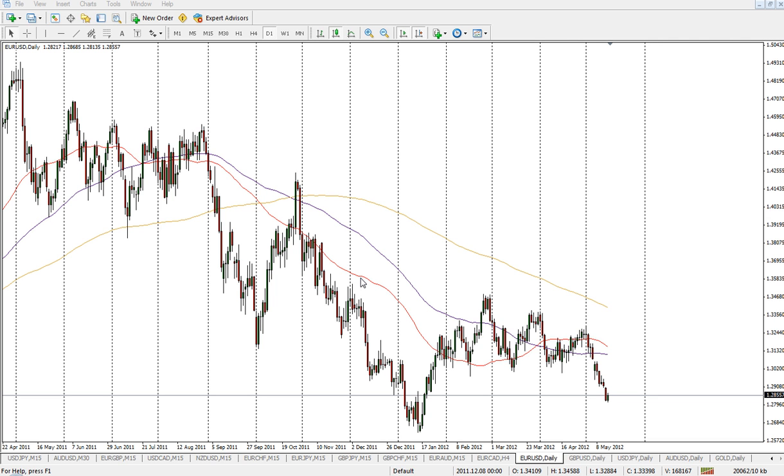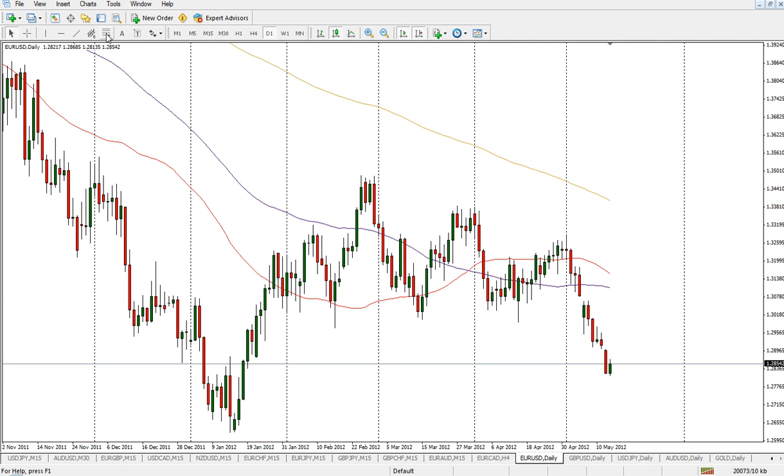For any new followers, we have 3 moving averages on these charts. The red one is a 55 simple, the purple is 100 simple, and the gold is a 200 simple moving average. Okay, let's have a look at Euro Dollar. This is the daily chart.